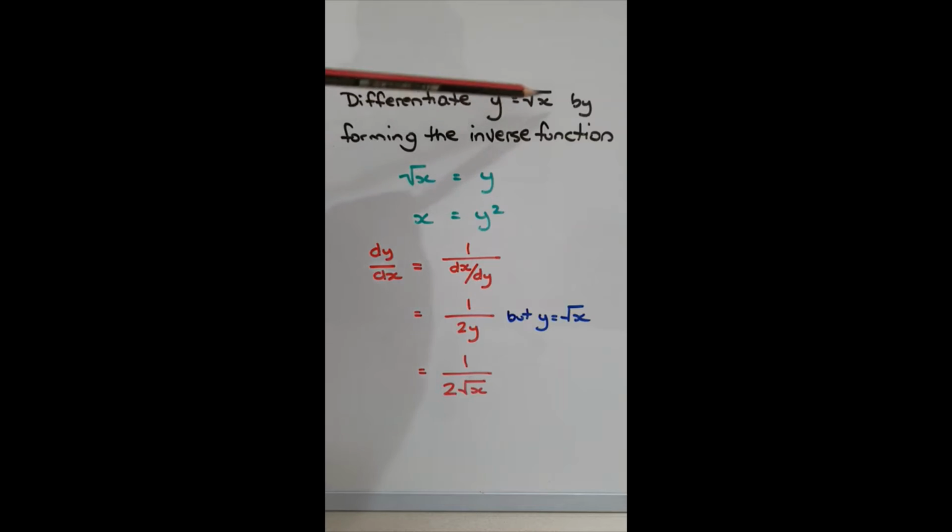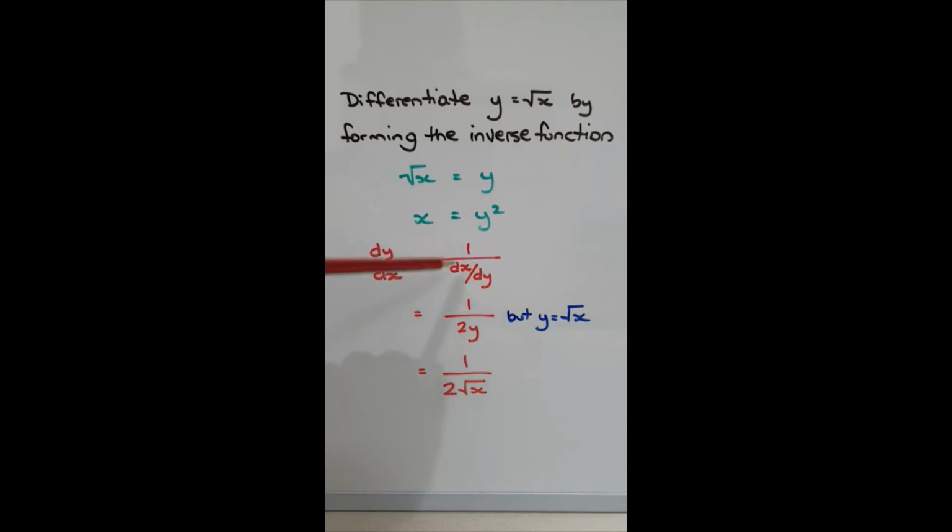Differentiate y equals the square root of x by forming the inverse function. So I'm going to start off by swapping the left and right hand sides of the equation around. So the square root of x equals y. Now I'm going to make x the subject of the formula by squaring both sides. So x is equal to y squared. Now I'm going to use the property that dy/dx is equal to 1 over dx/dy.